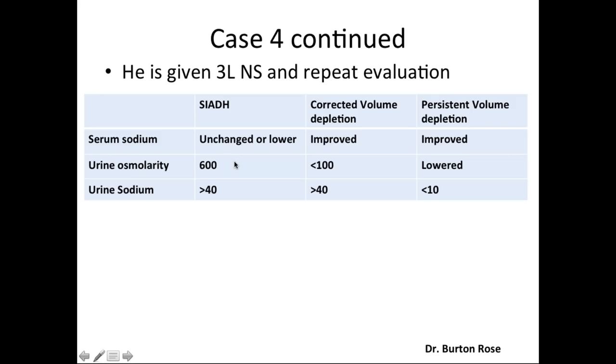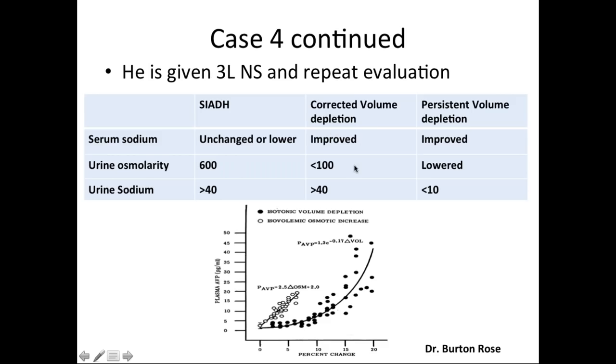So this will tell you that he is now volume replete, and that the SIADH is the cause for his hyponatremia. In contrast, if this patient had volume depletion as the cause of his hyponatremia, and you gave him volume and completely corrected his volume deficit, the serum sodium would have improved, the urine osmolarity would go down, and that is because the ADH was being driven by the volume. So as the volume loss gets repleted, the ADH will come down on the curve as is shown in the picture below, and the ADH will come down from whatever 15-20% volume loss all the way down to 5 and 7, and once it gets down to 5 and 7, the ADH will shut down completely.